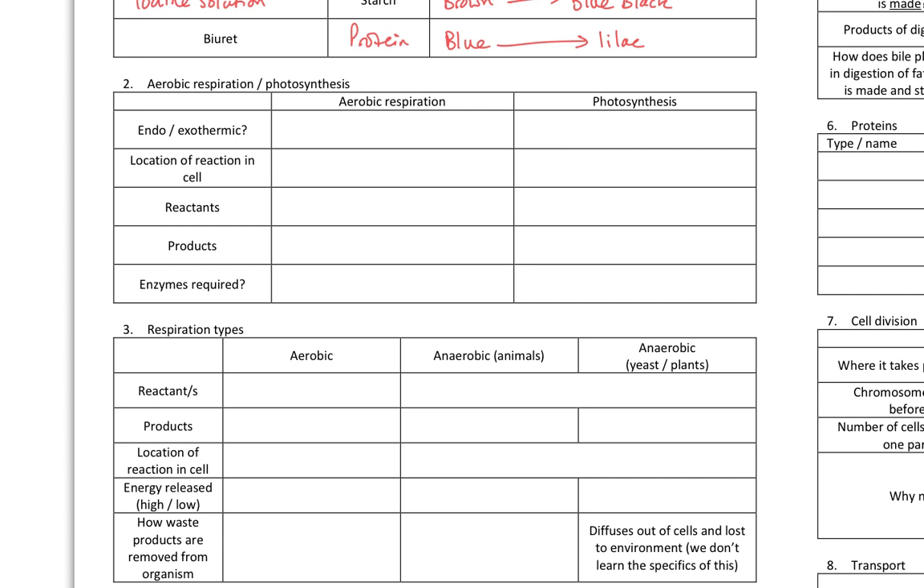Next, aerobic respiration and photosynthesis. So aerobic respiration is an exothermic reaction. Photosynthesis is an endothermic reaction. Location of reaction in cell: aerobic is in the mitochondria, whereas photosynthesis is in the chloroplasts.